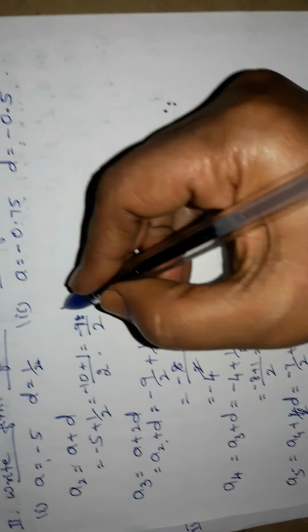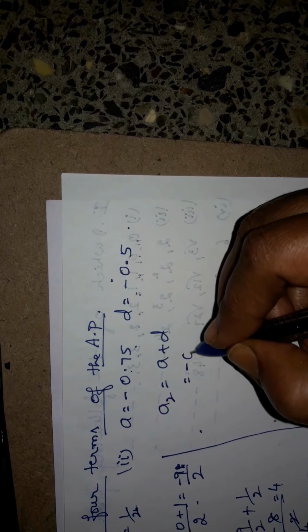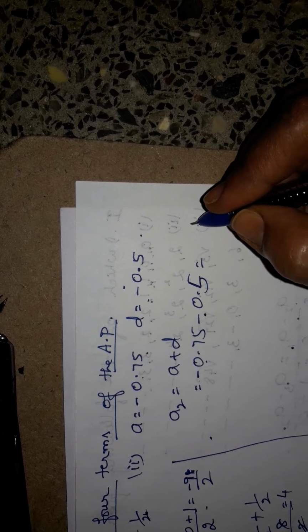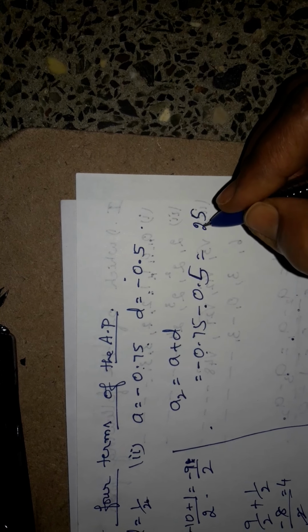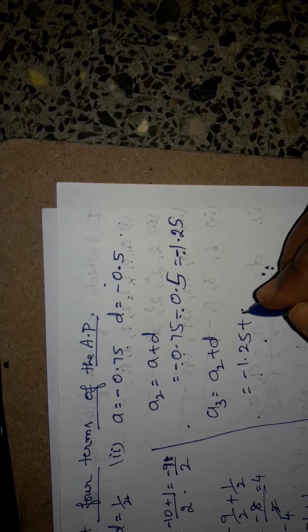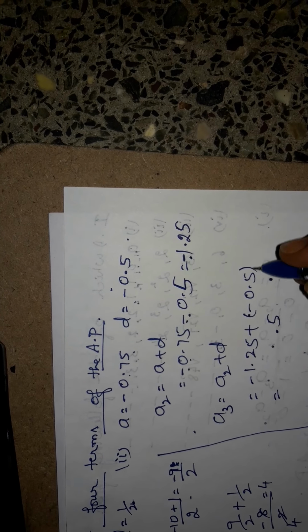Next, the second sum is also the same type. A is given, D we have to find out. A2 is A plus D. A is minus 0.75, D is minus 0.5. When both are minus, we should add them. 75 plus 50, that is 1.25. Both are minus, therefore we should put the minus symbol. Next, A3 is A2 plus D. A2 is minus 1.25 plus minus 0.5. Both are minus. Again we should add them. 5 plus 2, 7.